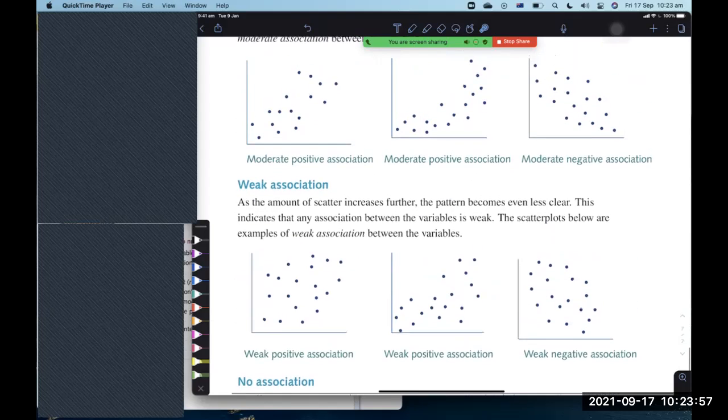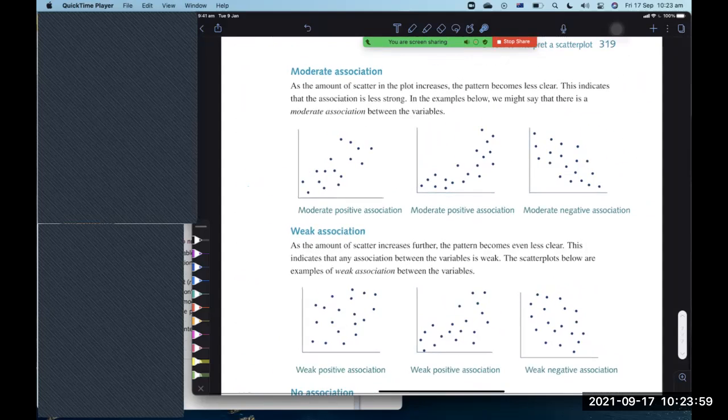Now, with a weak association, if you compare it to a moderate association, you can see it's even more spread apart. However, this almost looks like it's randomly scattered, yeah? But if it was randomly scattered, I'd see more points over here and more points up here as well. So you can see it's a very weak association.